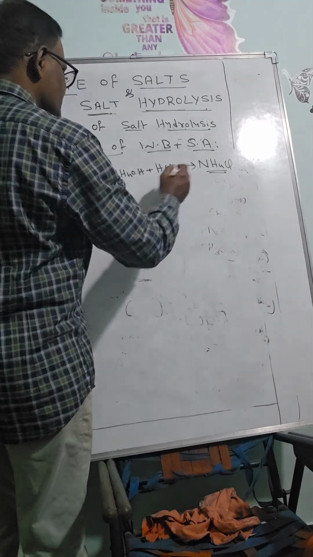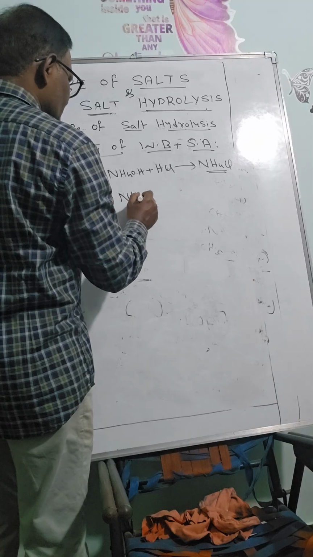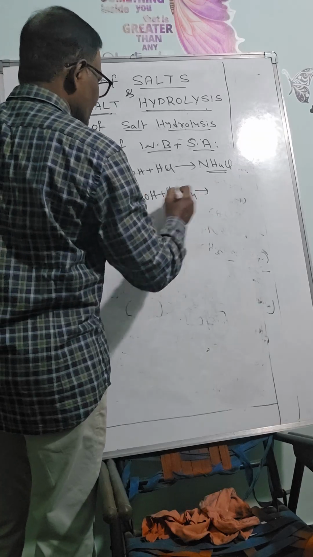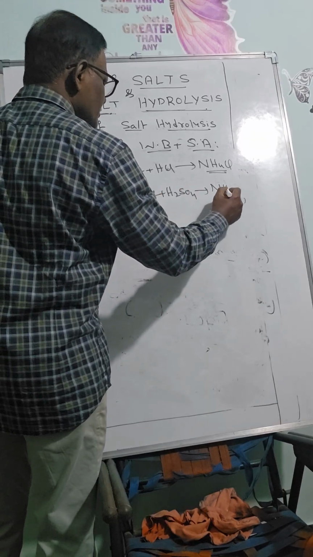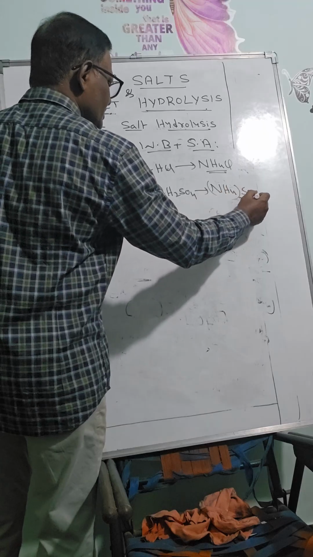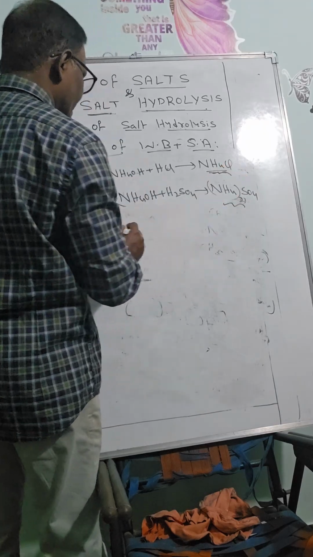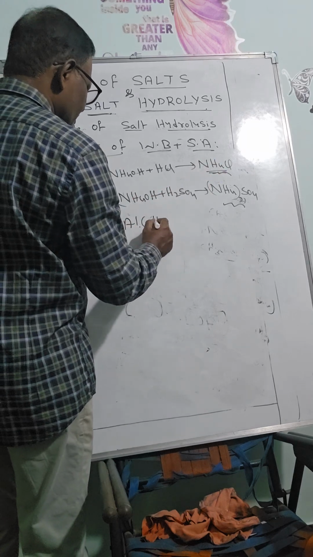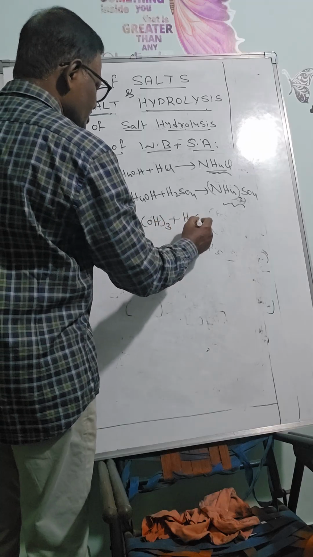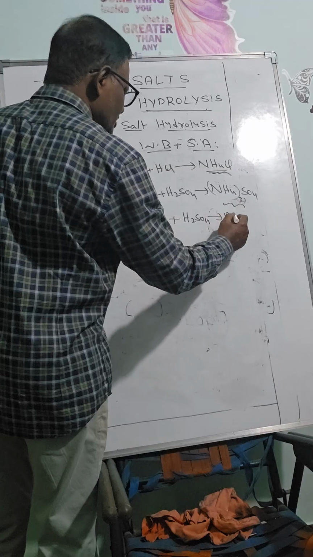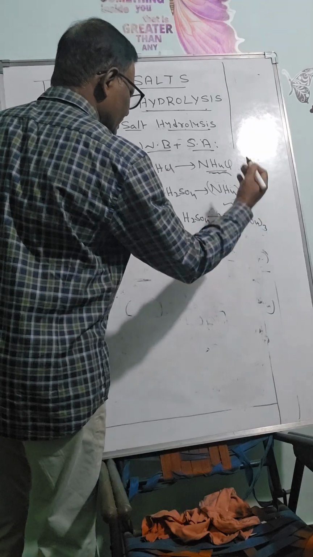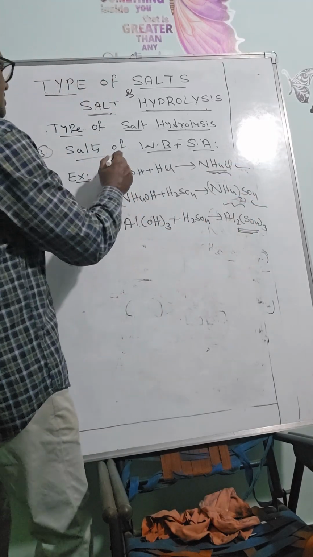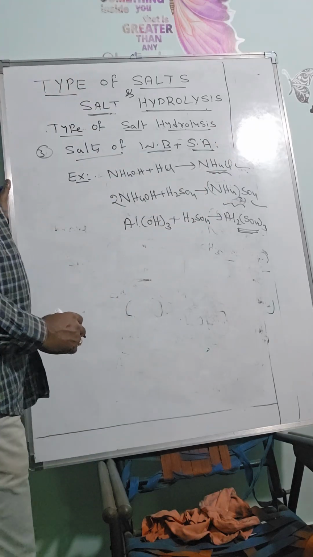Another example: NH4OH plus H2SO4, a strong acid. What salt comes? Ammonium sulfate, (NH4)2SO4. Ammonium sulfate, ammonium chloride. Another example: aluminum hydroxide plus H2SO4 gives the salt aluminum sulfate, Al2(SO4)3. So ammonium chloride, ammonium sulfate and aluminum sulfate are examples of salts of weak base and strong acid.